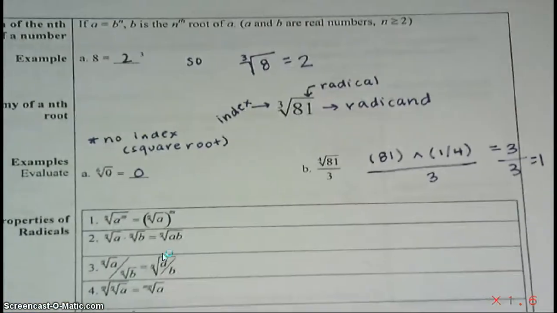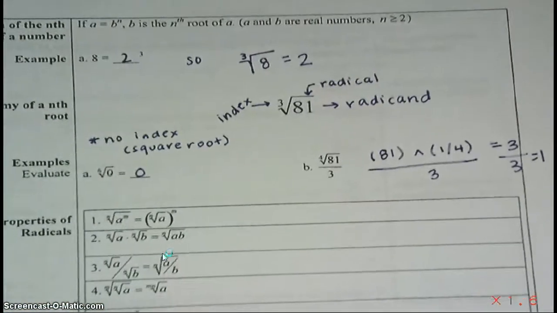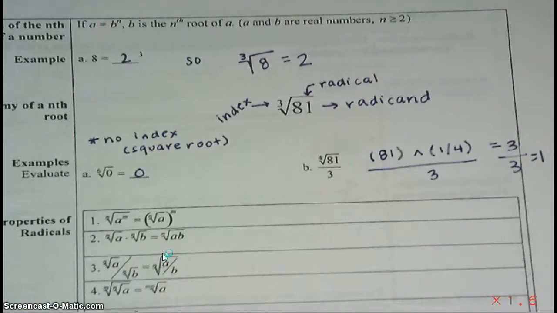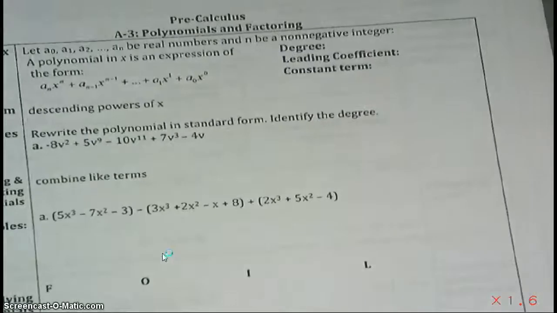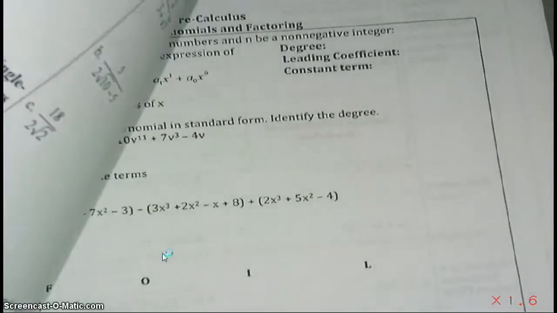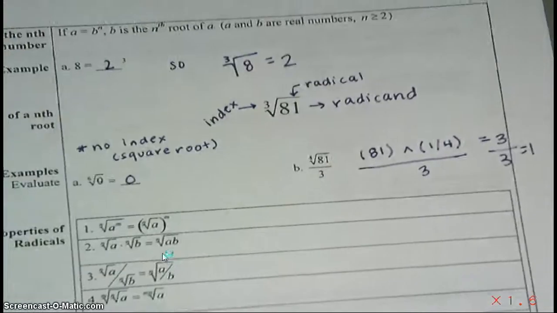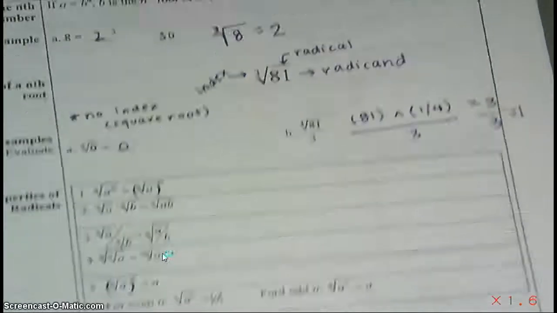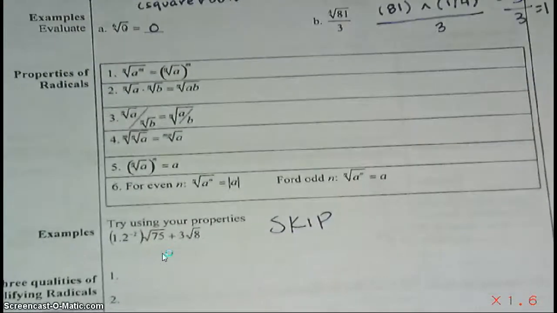The next video we're going to talk about some more properties of radicals. We're actually going to skip this right here. And then do a couple examples together. And talk about rationalizing your denominator. We should be good on A2. Okay. Awesome.